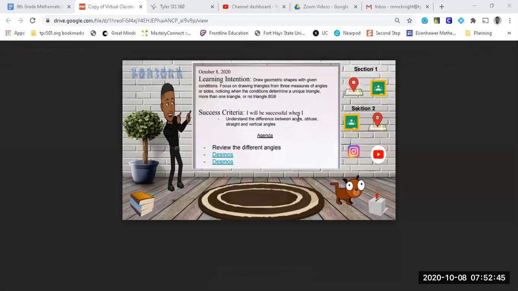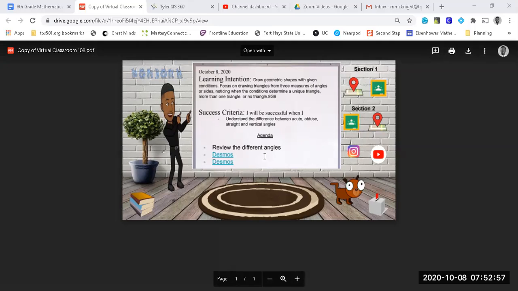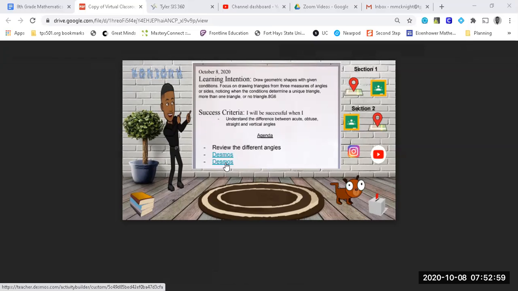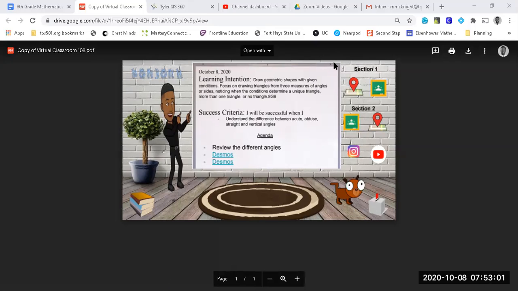In order for us to be successful at this, we're going to look at the different types of angles first. We're looking at acute angles, obtuse angles, straight angles, and vertical angles. We kind of mentioned that before, but we're going to look it over again. All right. And then after that, we'll go through 2 Desmos activities. So I'm going to pull up my whiteboard on here. And the first thing we're going to look at is acute angles.